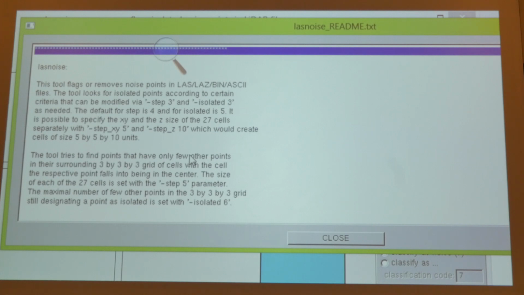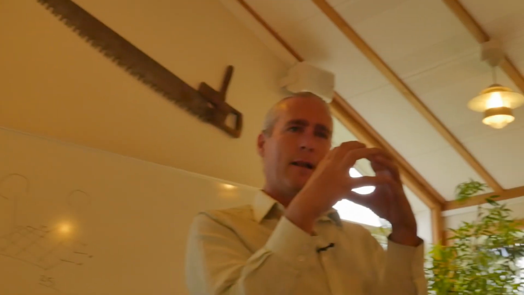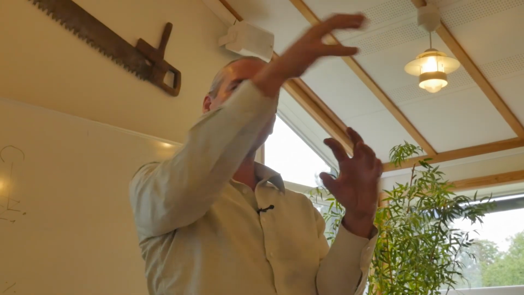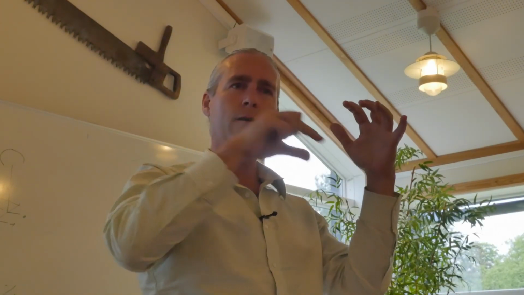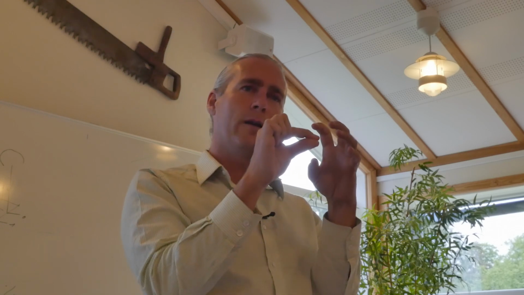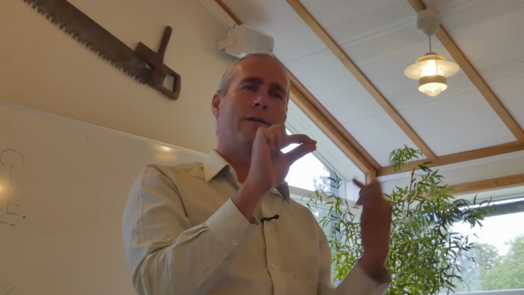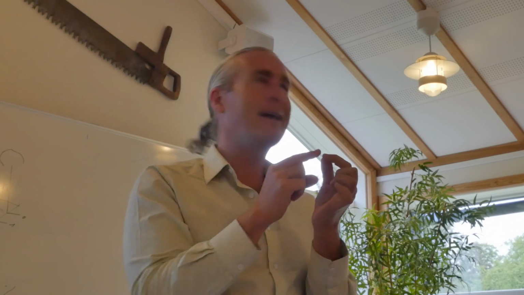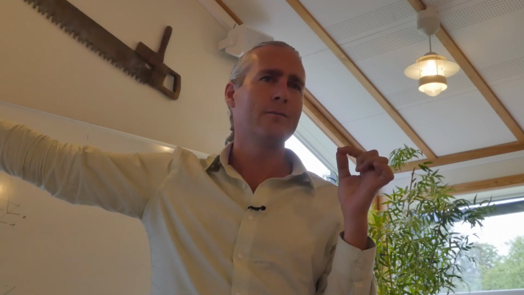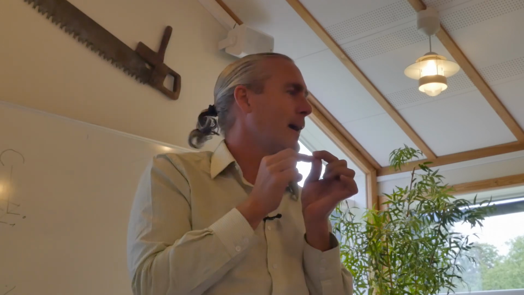For that, it puts a three-dimensional grid over all the points, a 3D grid. You set the size of every 3D grid cell with step. Every grid cell will have 26 surrounding grid cells, 27 in total with the 3D cell in the middle. So for every point, it will count the total number of points in all the other grid cells surrounding it. And if the total number surrounding is less than isolated, then it is considered an isolated point.